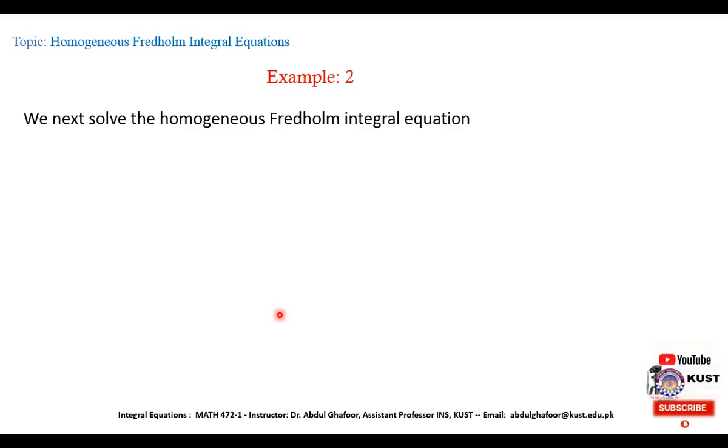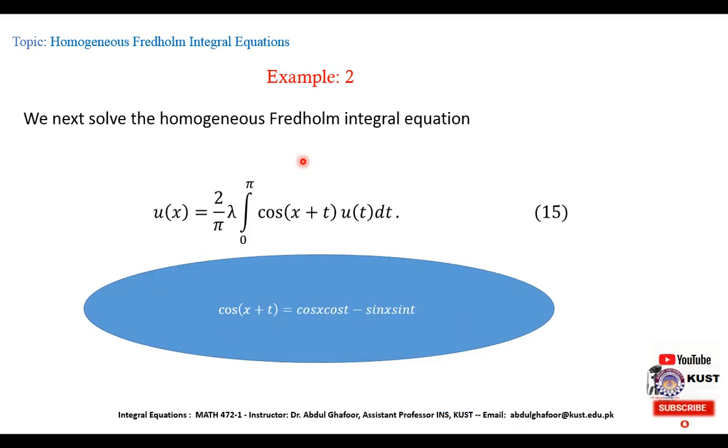We next consider another example having more than one separable kernel. For this we consider equation 15. Now in equation 15 you can see that we have the term k cos of x plus t.